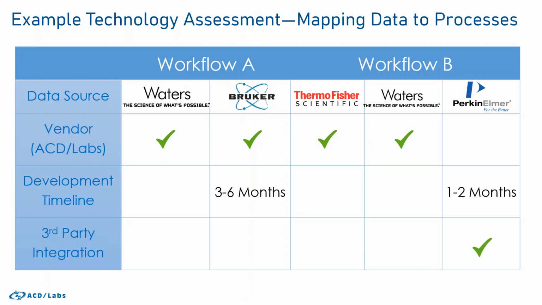So this is just a very basic, very generic example of technology assessment and mapping. You have workflow A and B, where you have data sources and a variety of systems, whether it's Waters, Thermo, or a PerkinElmer ELN. If there's a vendor, you want to make sure what the vendor actually supports in terms of the systems and data file formats. If there are additional development timelines required, keep that in mind, and also any third-party integrations that are going to be required as well.